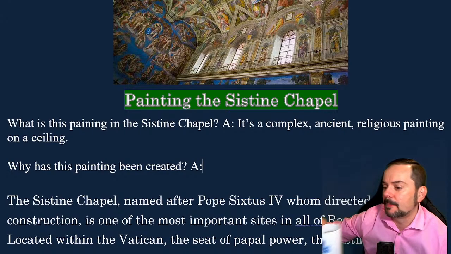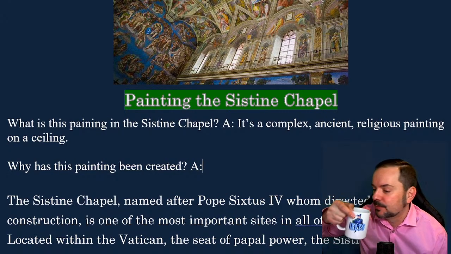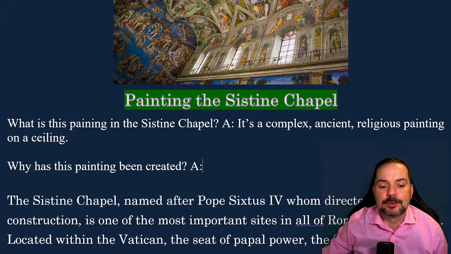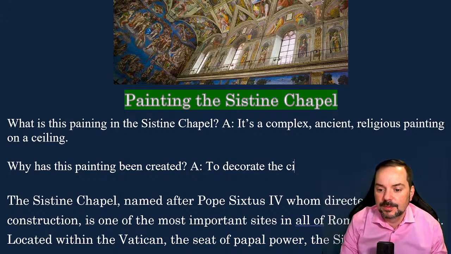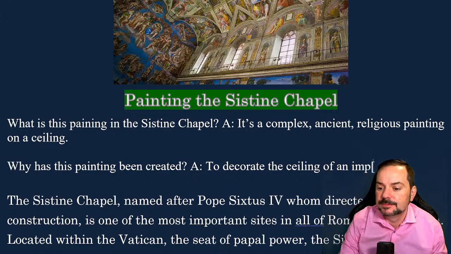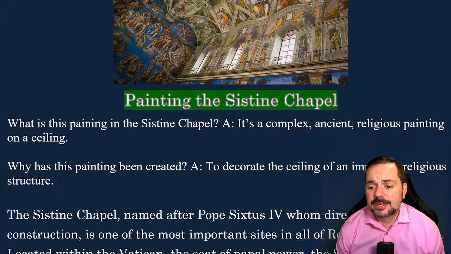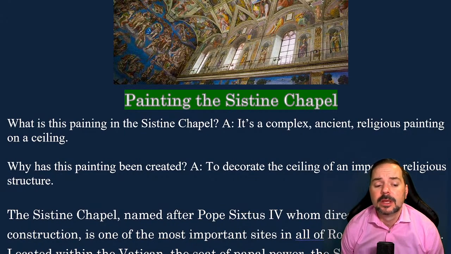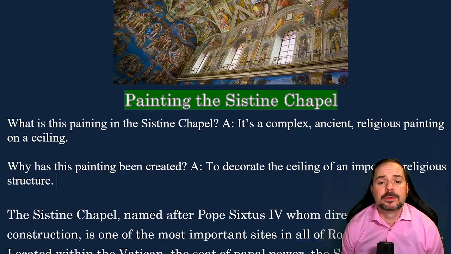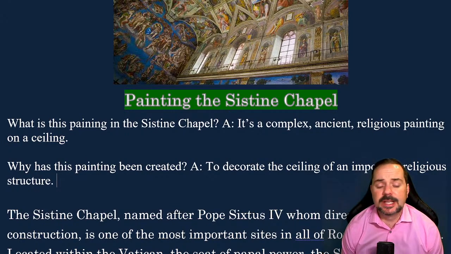Any other ideas? I think, Saeed, I'm kind of thinking the same way as you. While you're typing, I'm going to give the answer for this and see if you come up with the same idea. I would say it's to decorate the ceiling of an important religious structure. We can imagine that this painting is likely in some kind of church or cathedral or basilica, and they want to make it pretty. It would look kind of boring if it were just a white ceiling. So, yeah, to make it pretty, to make it beautiful, and to decorate the ceiling.